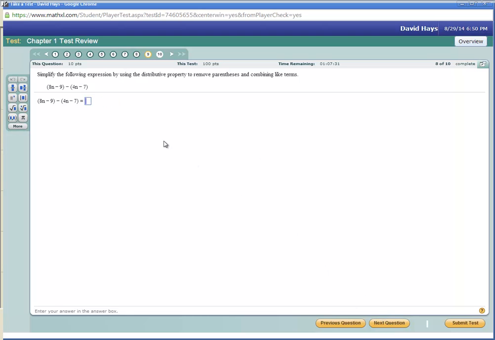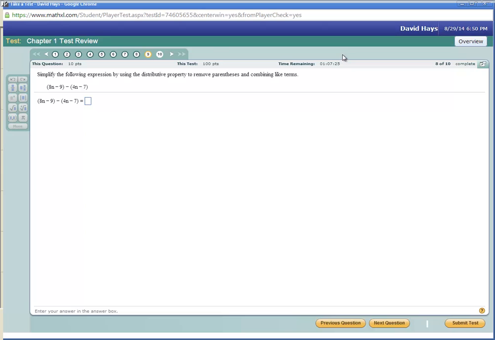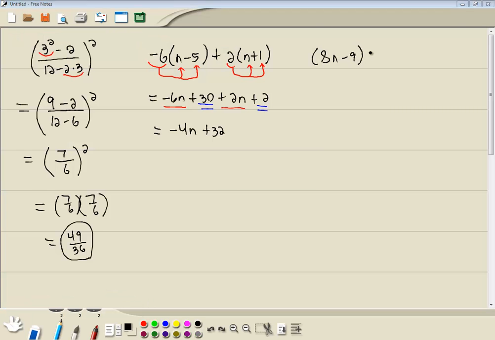Let's see, next question. Okay. On this one, we have (8n minus 9) minus (4n minus 7). Whenever you have a negative out in front of your parentheses, that's going to flip the sign of everything inside. It's like multiplying negative 1 through. Now, this first set of parentheses doesn't do anything, so I can just drop them. You always want to get rid of parentheses. It just simplifies it. And again, this negative flips the sign of everything, so positive 4n becomes a negative 4n. The negative 7 becomes a positive 7.